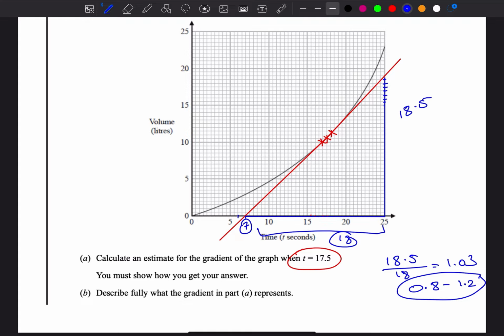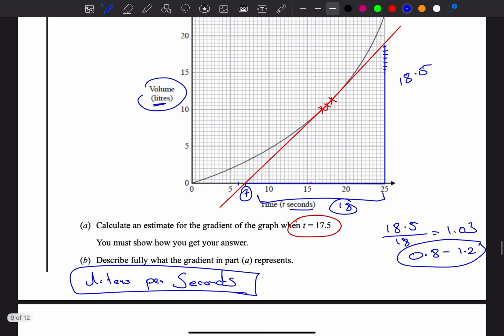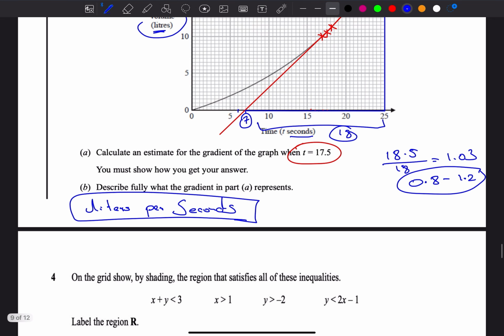Describe the gradient. So this is not the, oh, if you have distance is speed, then speed is acceleration thing, because you got volume. So do it in terms of the unit, liters per, what is that, second. Okay, that's what the gradient represents.